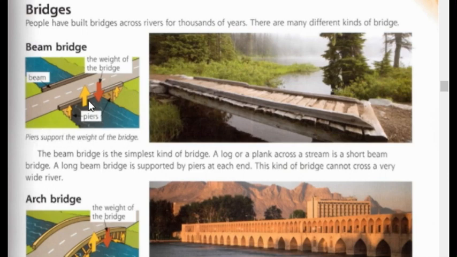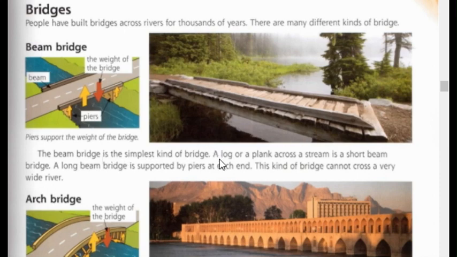إذا البيرز هدول اللي على الجوانب هون وهون هم بيدعموا وزن البريدج، بس زي ما حكيت هذا البريدج أو هذا الجسر ما بيكون ثقيل جدا يعني. The beam bridge is the simplest kind of bridge. إذا هو أبسط أنواع الجسور.